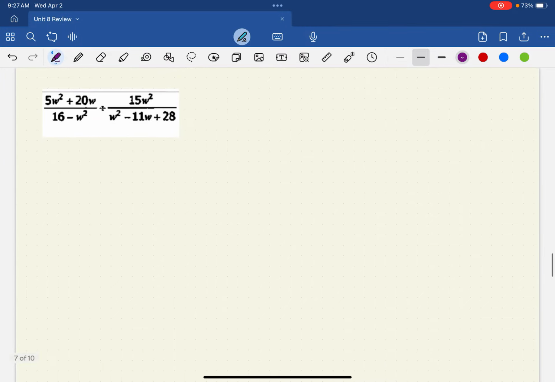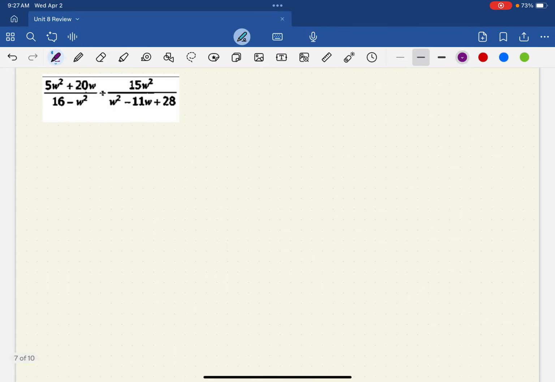So this one's kind of hard to tell, but it is a division problem. So this is a division sign. So let's go ahead and start. We are going to first factor everything, and then we'll keep, change, flip. So let's go ahead and factor 5w squared plus 20w. I think it has a GCF of 5w. So we're left with w plus 4. That is going on the top.